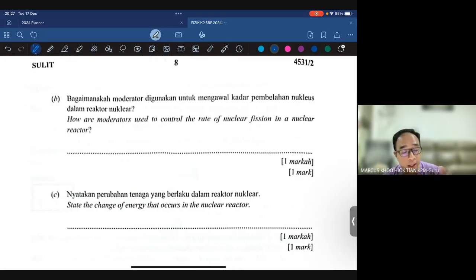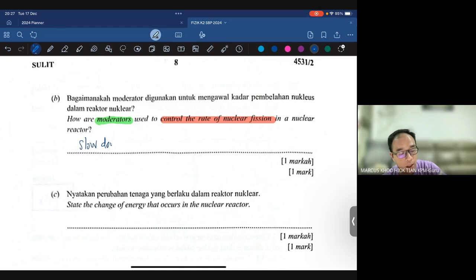Now, the moderator. In a nuclear reactor, there are 2 main components. One is the moderator, which we'll talk about first. The moderator's function is to control the rate of nuclear fission, mengawal kadar pembelahan nucleus. How does it control? It slows down the fast-moving neutrons. This is a very standard answer.